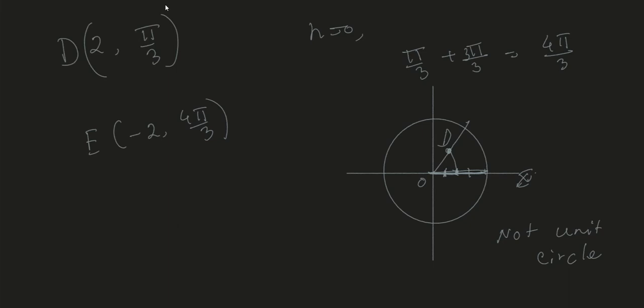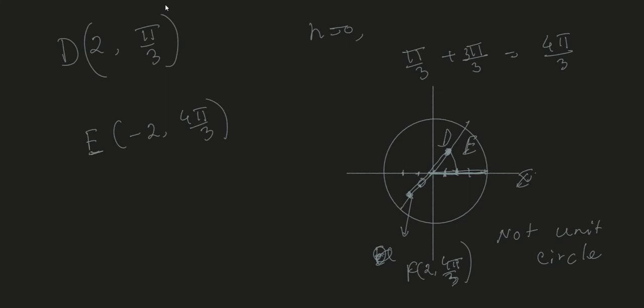So since it's -2, if this is distance 1, this is distance 2, we are here with 2 comma this point. Let's say this point is F, 2 comma 4 pi over 3. Since we have a negative sign on our actual point, we are no longer here, we'll go back to this point. So literally D and E both are at the same point.